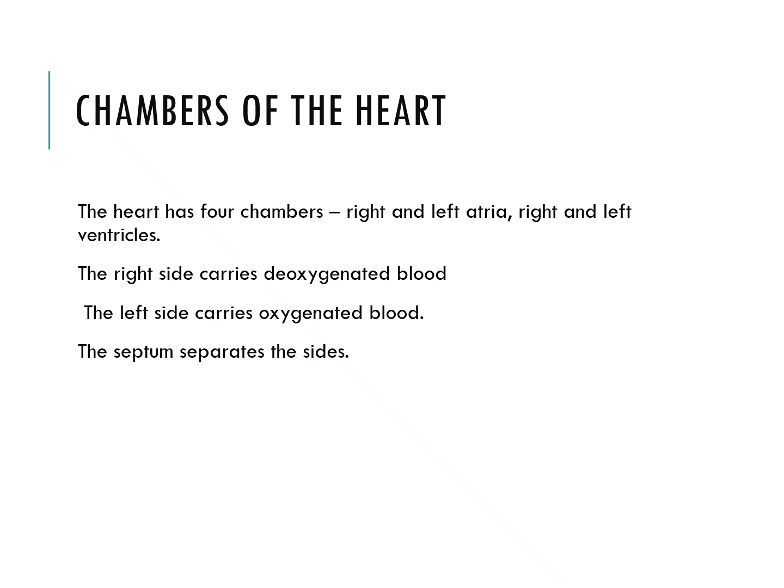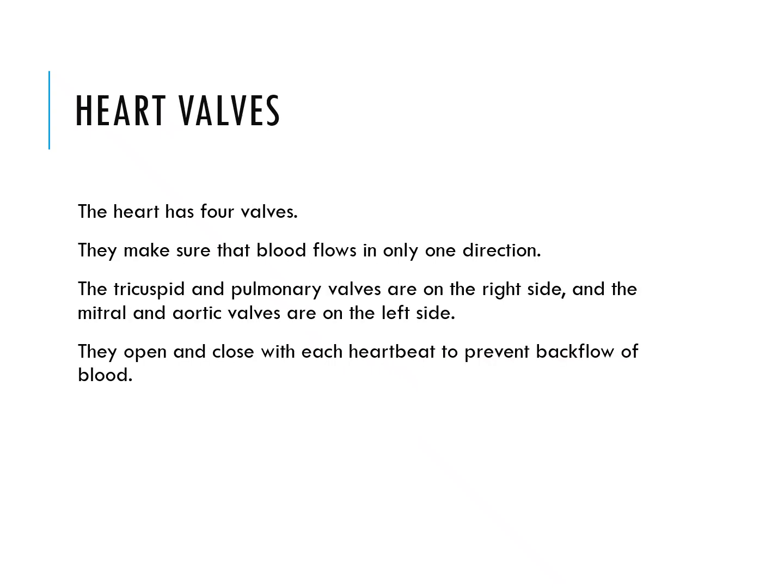Now let's move on to the next slide to understand the valves of the heart. The heart has four valves that maintain one-way blood flow. The tricuspid valve is located between the right atrium and the right ventricle. The pulmonary valve is found between the right ventricle and pulmonary artery. The mitral or bicuspid valve lies between the left atrium and the left ventricle. The aortic valve is located between the left ventricle and aorta. These valves open and close according to pressure changes, preventing any backflow of the blood.